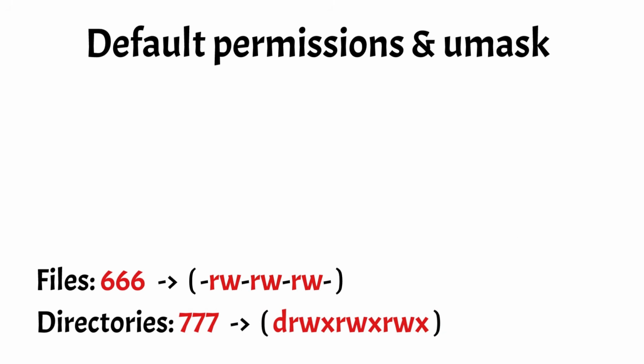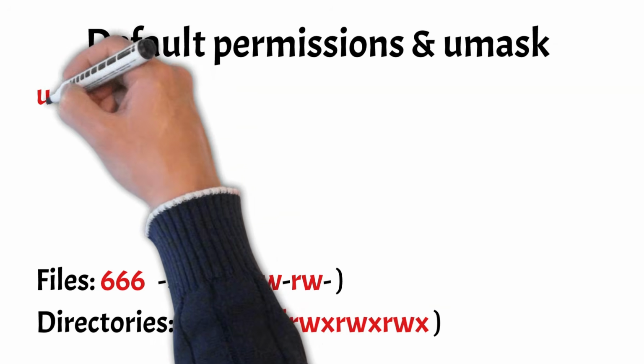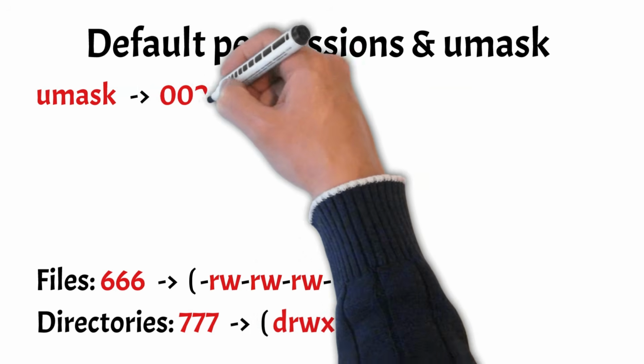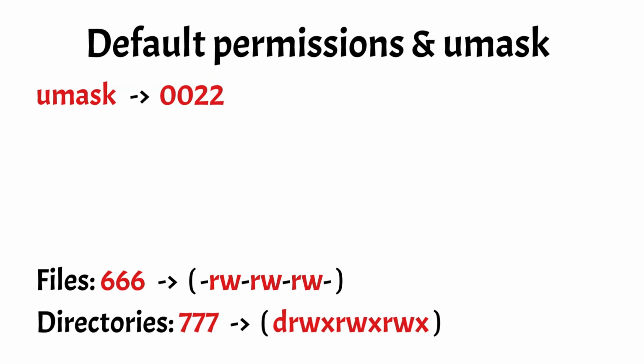However, these defaults are not applied directly. They are adjusted by a value called the umask, which determines which permissions should be removed. You can think of the umask as defining the permissions you do not want other users to have by default. You can view the current umask by running this command, which often returns a value like 0022. The reason it has 4 digits is that the first digit represents special permission bits from the previous chapter, while the remaining 3 correspond to the owner, group, and others, just like standard permission values.